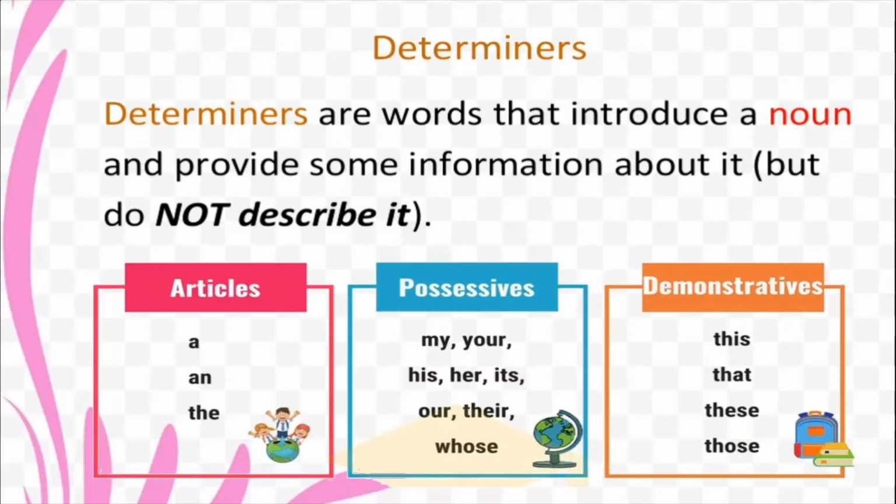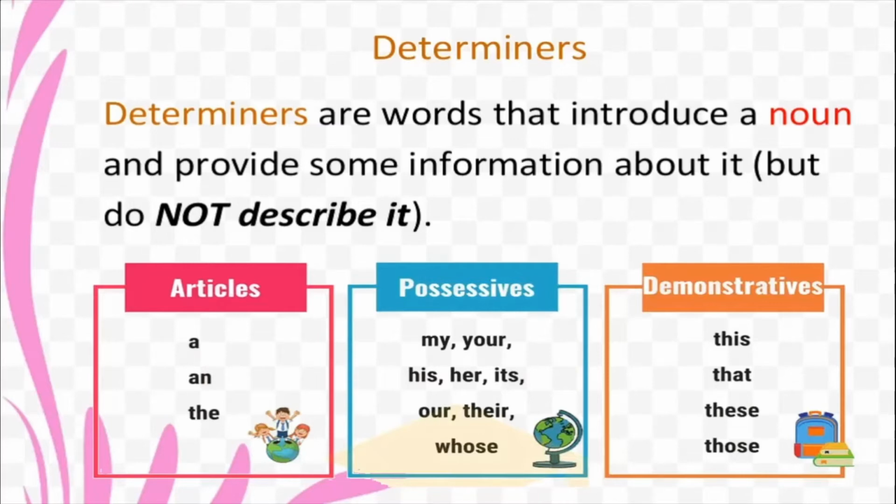Sometimes some people might argue that my can also be an adjective, but we will look at it when we do a lesson on adjectives in detail. But here my, your, his, her, its, our, their, whose, all these determiners could be called possessive determiners. All these possessives could also play the role of determiners because they're introducing the noun. What about demonstratives? Demonstrative words like this, that, these, those can also be qualified as determiners.